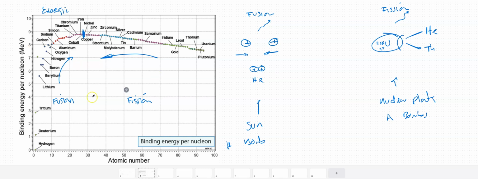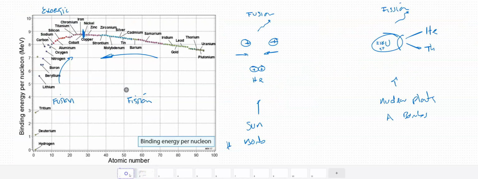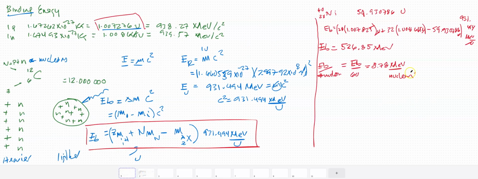So you really need to understand how to calculate binding energies for the final exam. Everything we did here, please make sure you know how to do this.